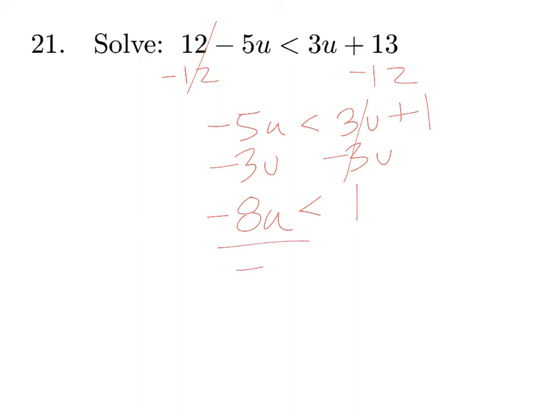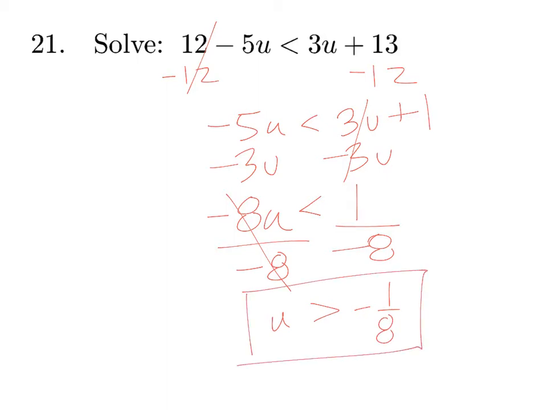Then I divide by negative 8. Now be very careful here. You're dividing by a negative. What do you do to the sign? Flip it. So it's negative 1/8. U is greater than negative 1/8.